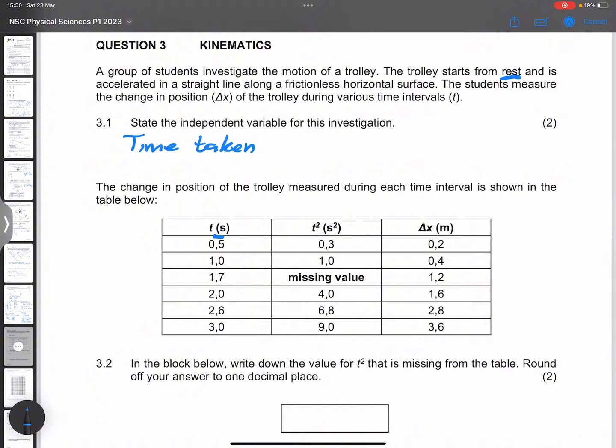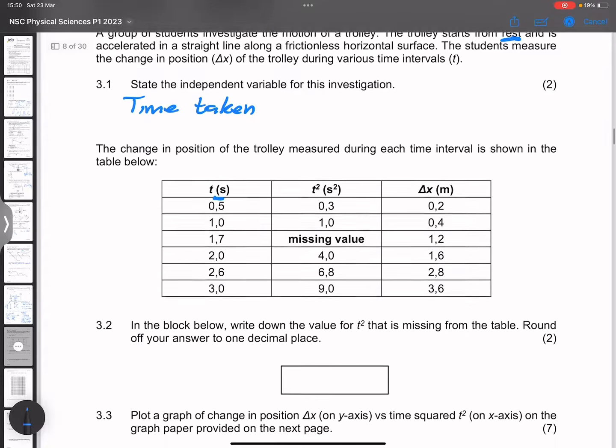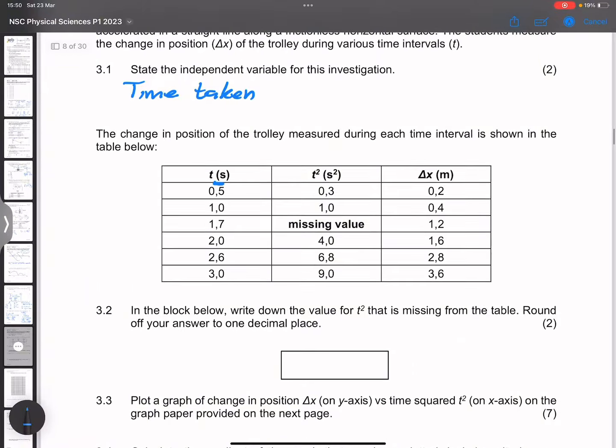Now they say to us the change in position of the trolley measured during each time interval is shown in the table below. So we've got that table, and they say in the block below, write down the value of t squared. Now note, you've got time here, and they give you the square of time. They say t squared is missing from the table. Round off your answer to 1 decimal place.